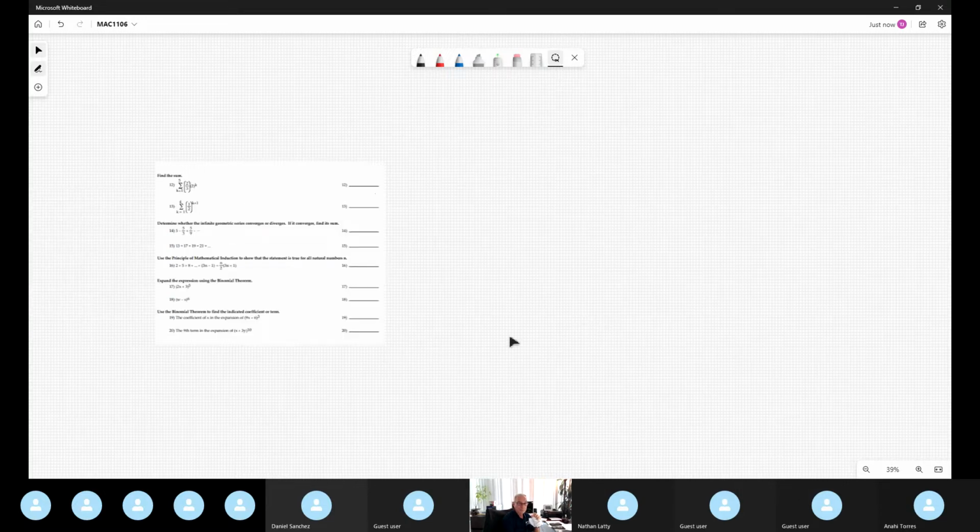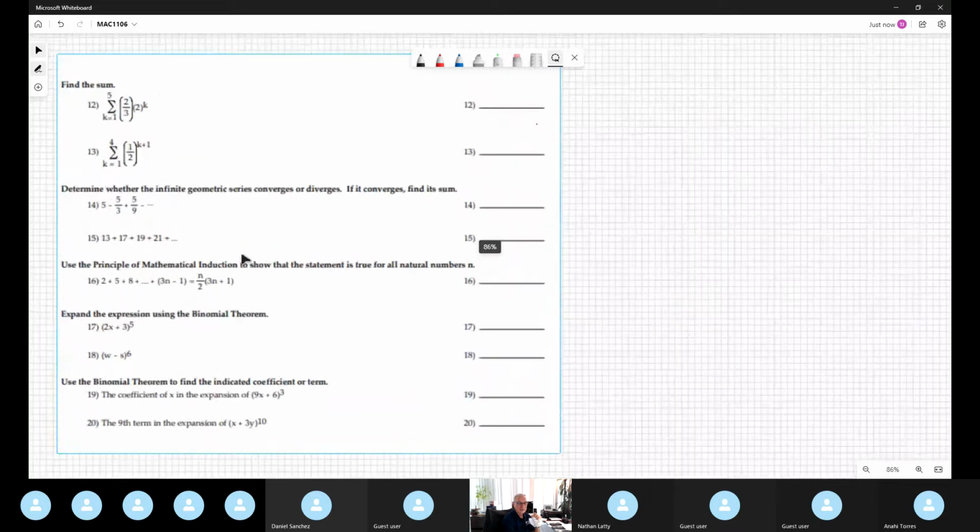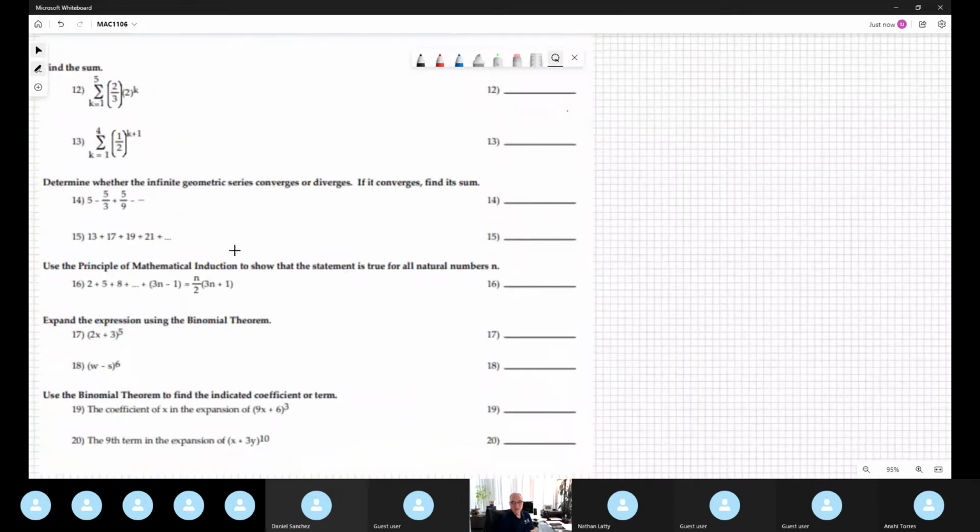Where's the next? Well, the next is super easy. It's about series. Remember, series is summation, but series is summation when the limit is infinity, so infinite elements. So we have 5 minus 5 over 3 plus 5 over 9. I suppose it's minus because it alternates plus, minus, plus, minus, and this is infinity.